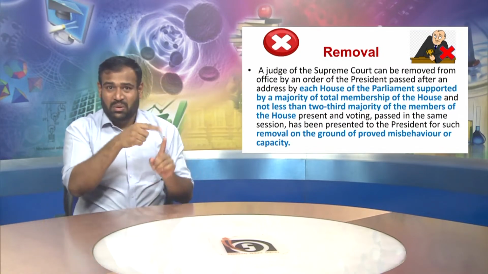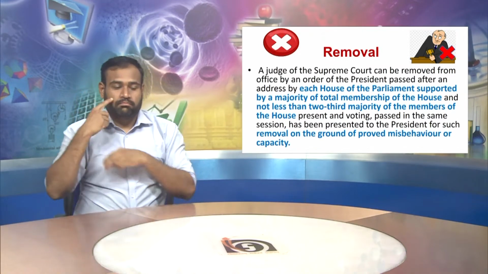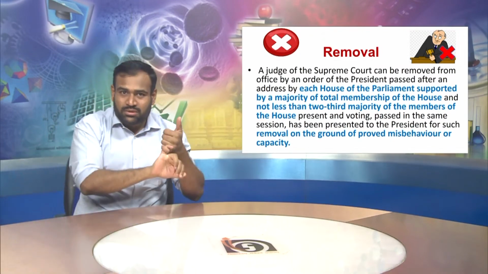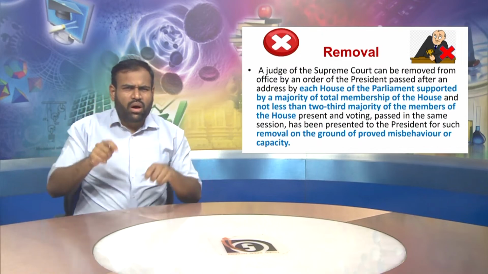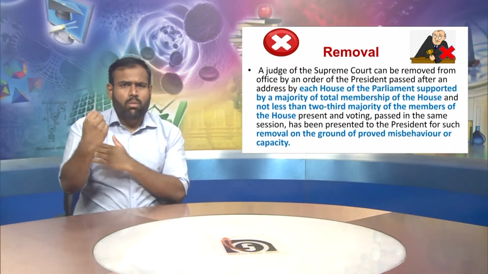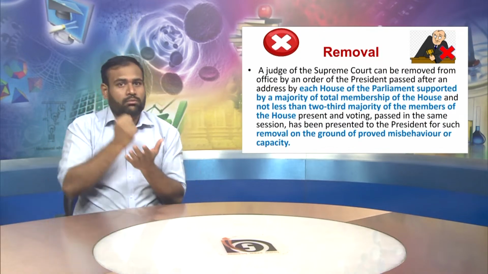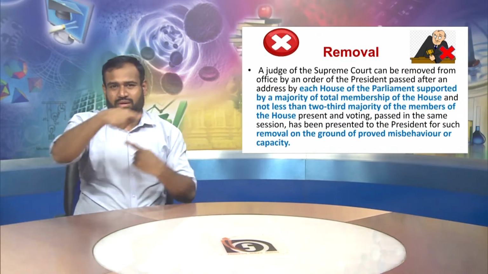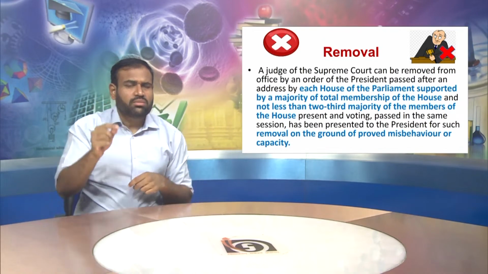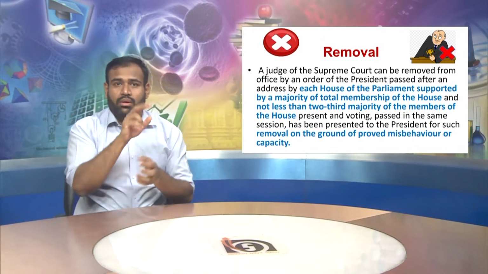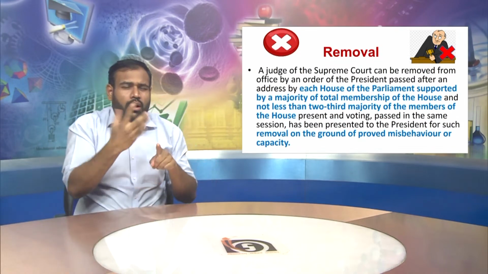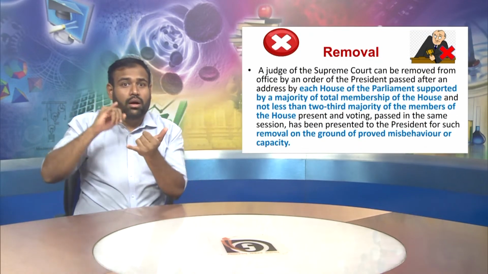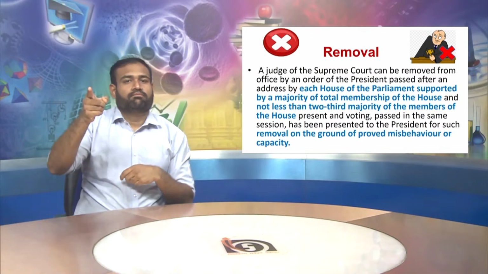A judge of the Supreme Court can be removed from office by an order of the President, passed after an address by each House of Parliament, supported by a majority of the total membership of the House and not less than two-thirds majority of the members of the House present and voting, passed in the same session and presented to the President for such removal, on the ground of proved misbehavior or incapacity.